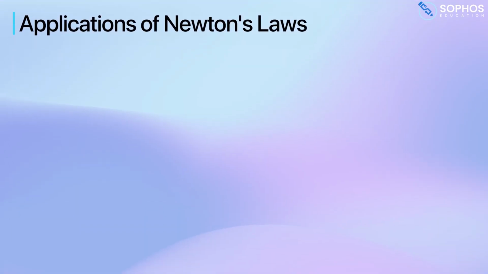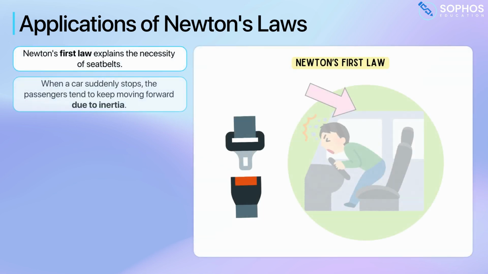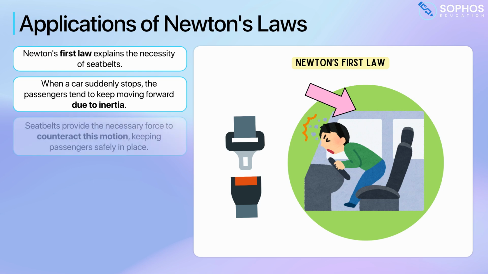These laws are not just theoretical constructs, they apply to a wide range of phenomena in the natural world. For example, Newton's first law explains why seatbelts are essential in cars. When a car suddenly stops, the passengers tend to keep moving forward due to inertia. Seatbelts provide the necessary force to counteract this motion, keeping passengers safely in place.